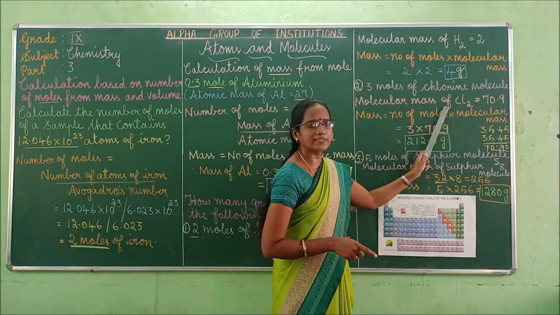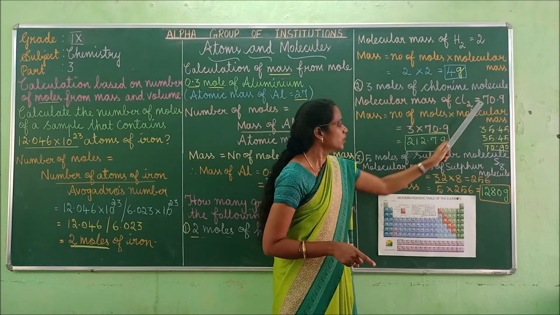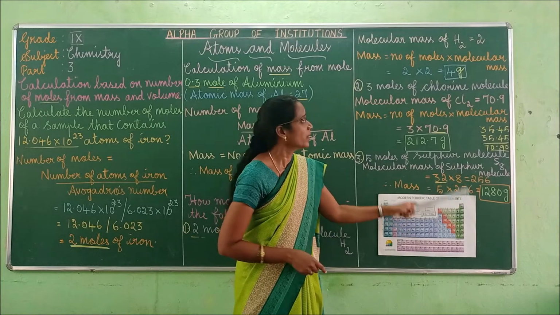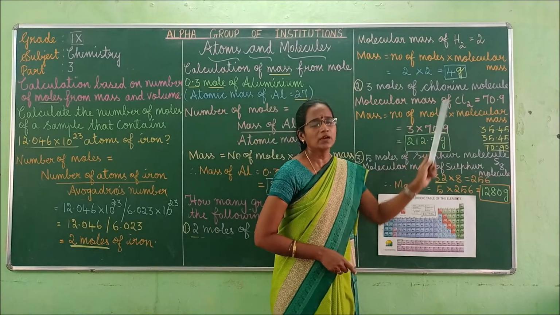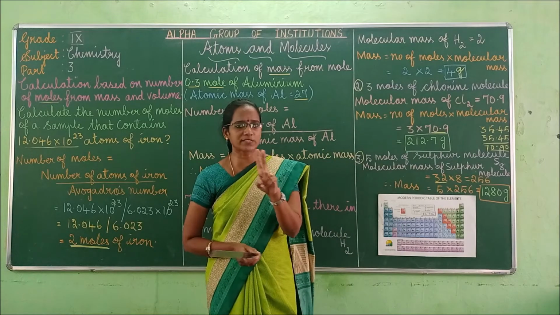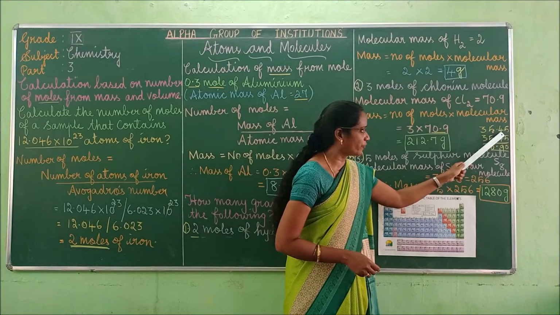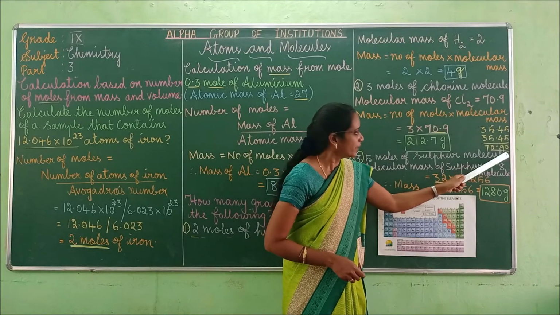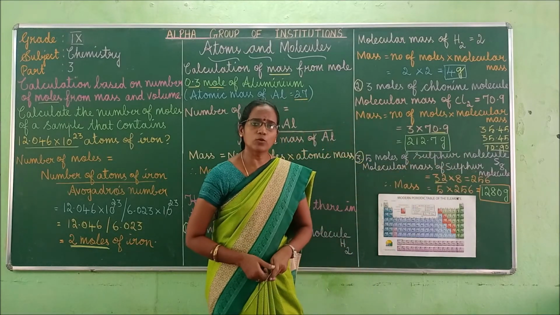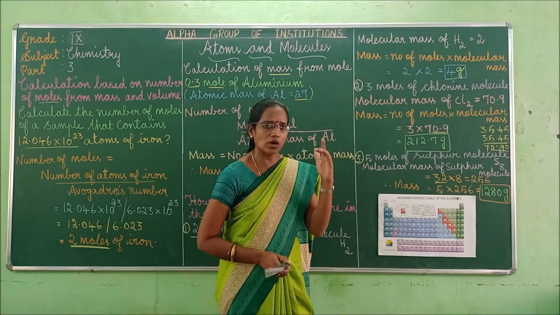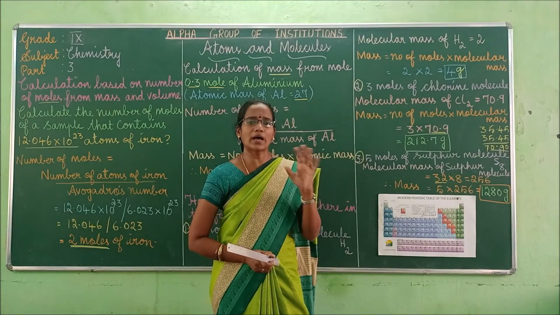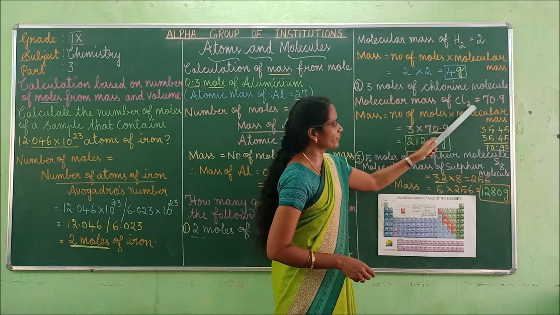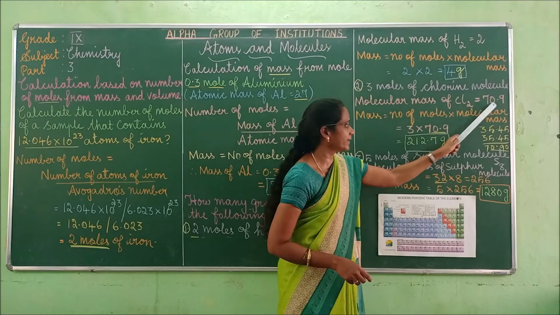So molecular mass of chlorine is equal to, what is the atomic mass of chlorine? What I told now, 35.45. How many chlorine atoms are present? It is 2, isn't it? So 35.45 plus 35.45, you will be getting 70.90. So this is the molecular mass of chlorine. In this manner, you have to find out the molecular mass. So molecular mass of chlorine is equal to 70.9.